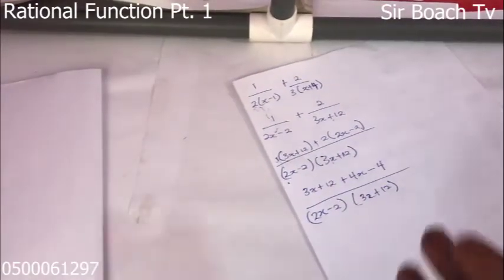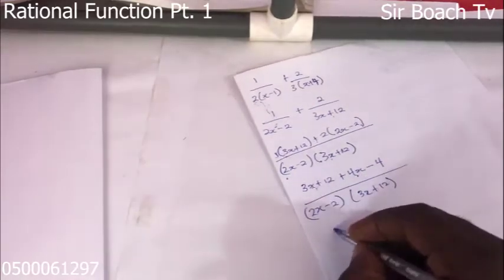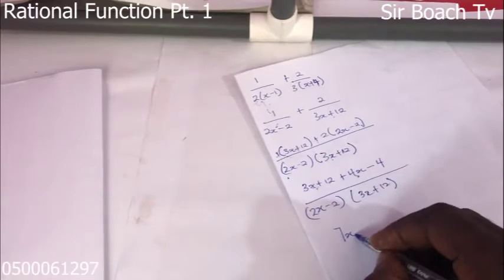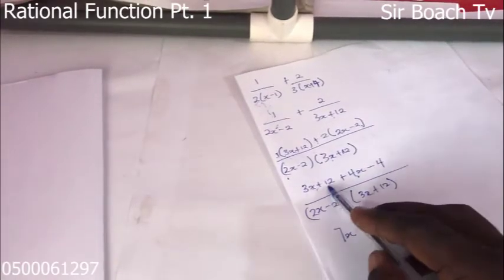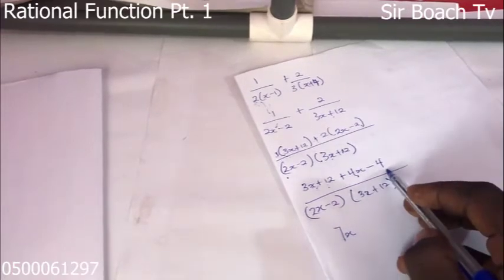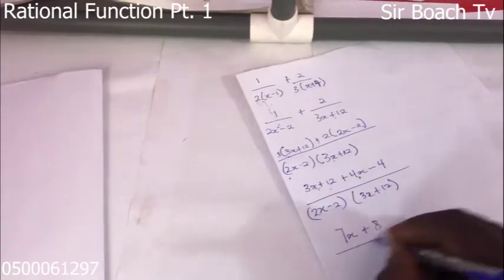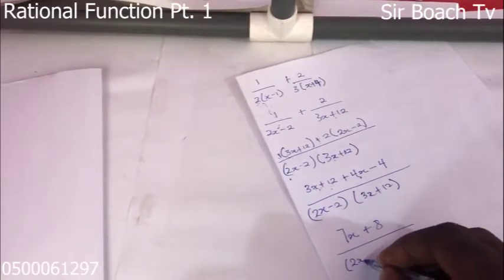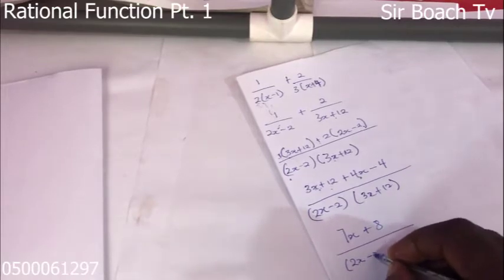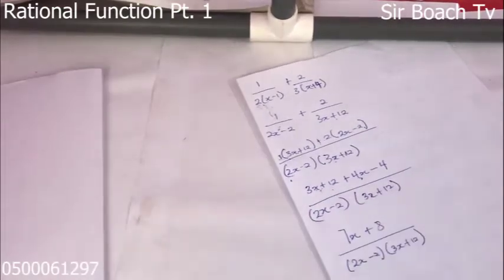So now what do we have to do? We have to simplify the top again. We have to bring the like terms together. So this and this will give me 7x. Then 12 minus 4 will give me 8. So that will be plus 8. Then all over the denominator again, 2x minus 2 in one bracket, and also 3x plus 12 in another bracket.